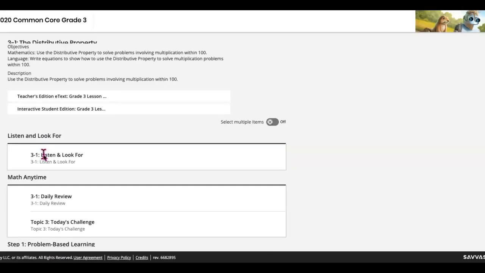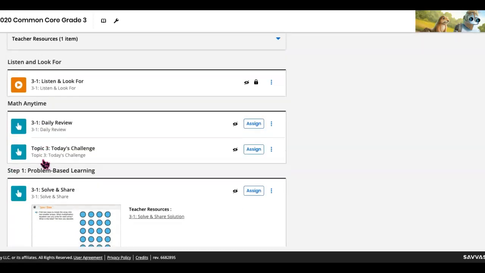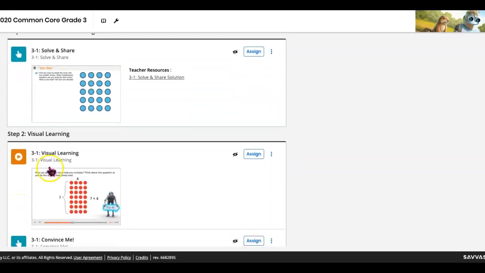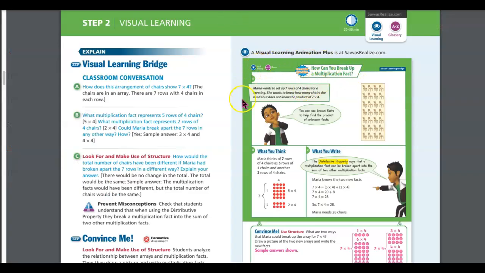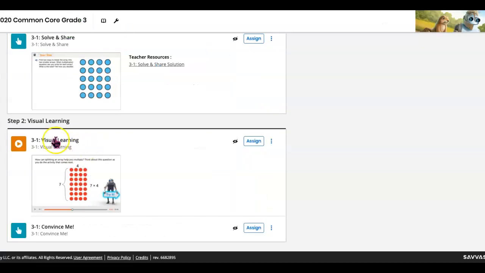For step two on the digital component, it will give them a little video. This video is going to go through and read this right here. So all of this content, Maria wants to set up 7 rows of 4 chairs for a meeting. It will go through and read that for the students. So that's what this video is.